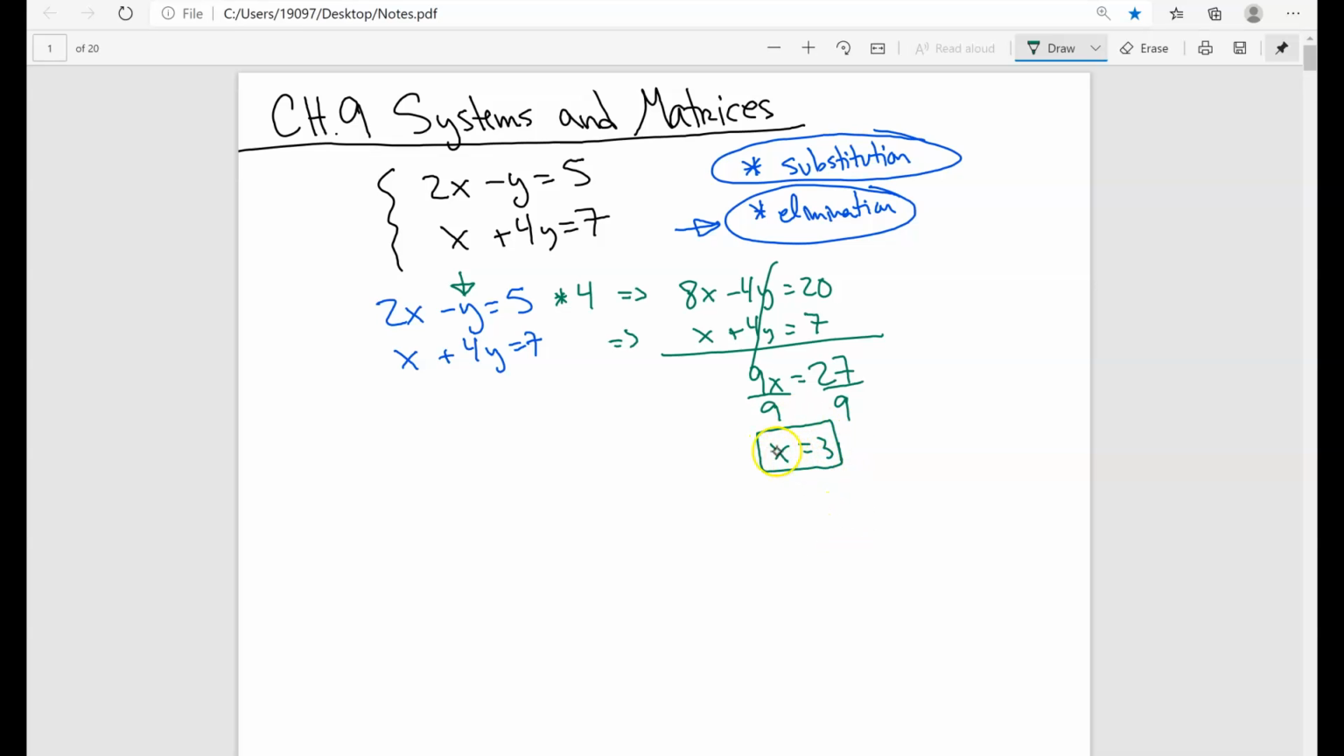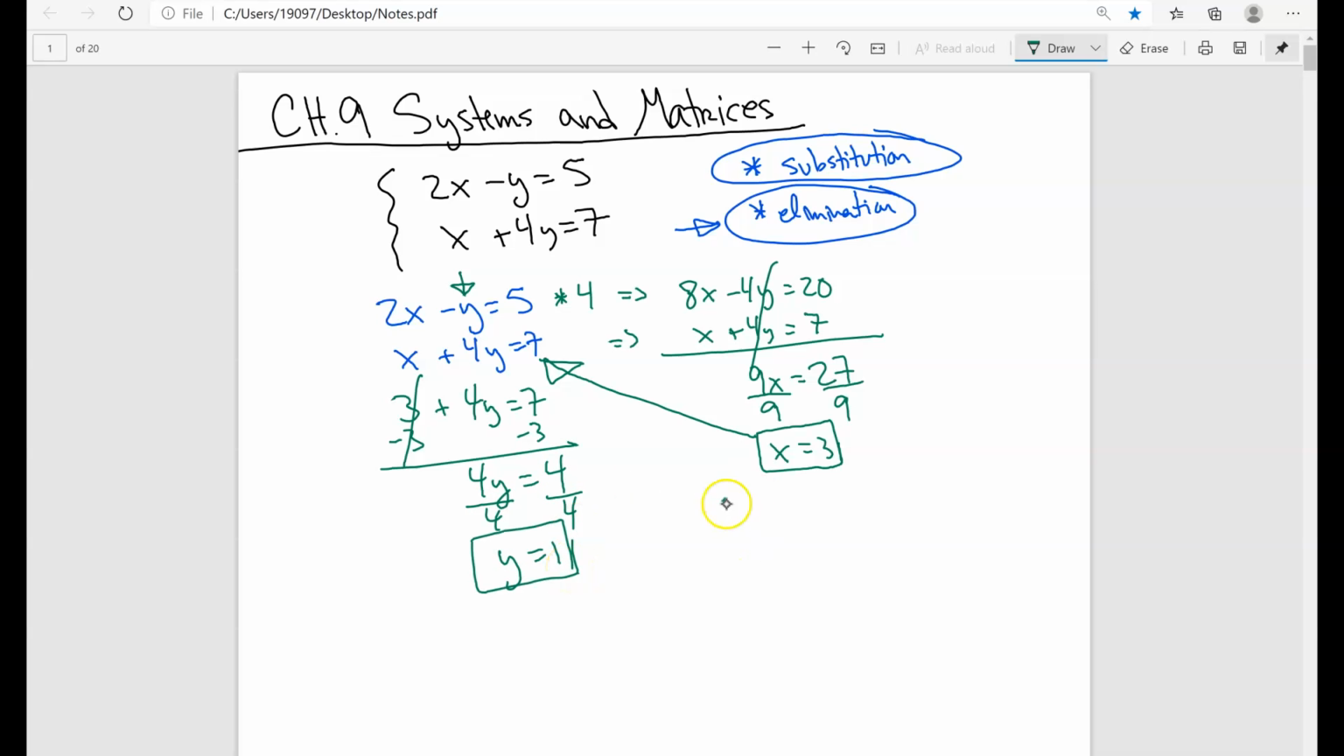Then you solve for y by plugging into whichever equation you'd like. I'm going to plug it into the second one for no apparent reason. So I plug in 3 there: 3 plus 4y equals 7. I subtract the 3 over, so 4y is equal to 4. Then we divide by 4 and we get y equals 1. The way that we write it as a point, we say (3, 1) is the solution to the system of equations. Substitution is very similar. I'm not going to do it here, but you just solve for one variable and plug it into the other one.